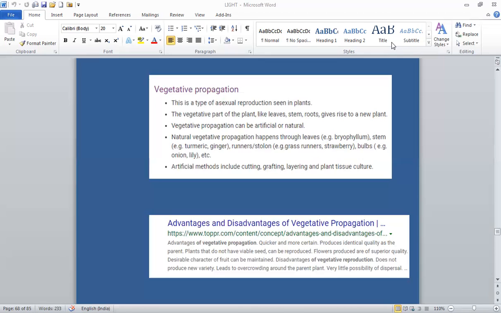Vegetative propagation is of two types. We have learned all this in junior classes. That is natural and artificial. Human beings use both the methods for growing ornamental and economically important plants like sugarcane, rose, grape, banana, ginger, onion, etc. Any vegetative part of the plant such as leaves, stems, roots gives rise to a new plant.